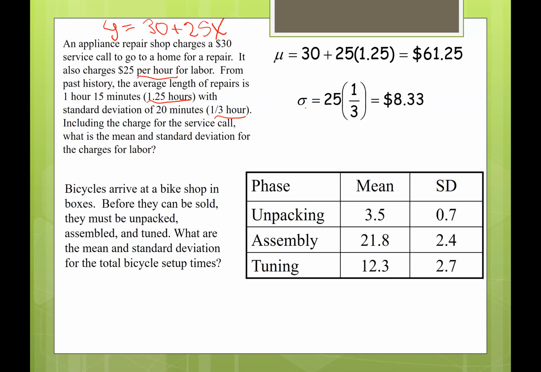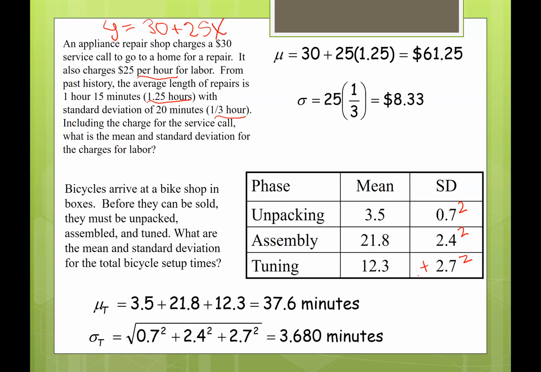The mean is easy. It's always easy. It's exactly what you think it should be. You add all 3 steps together to get the total mean. For the standard deviation, though, you add the variances. So I'm going to square each of these numbers, add them together. That'll give me the new variance. So then I need to take the square root of that to get my final answer. Make sure you include units on mean and standard deviation.